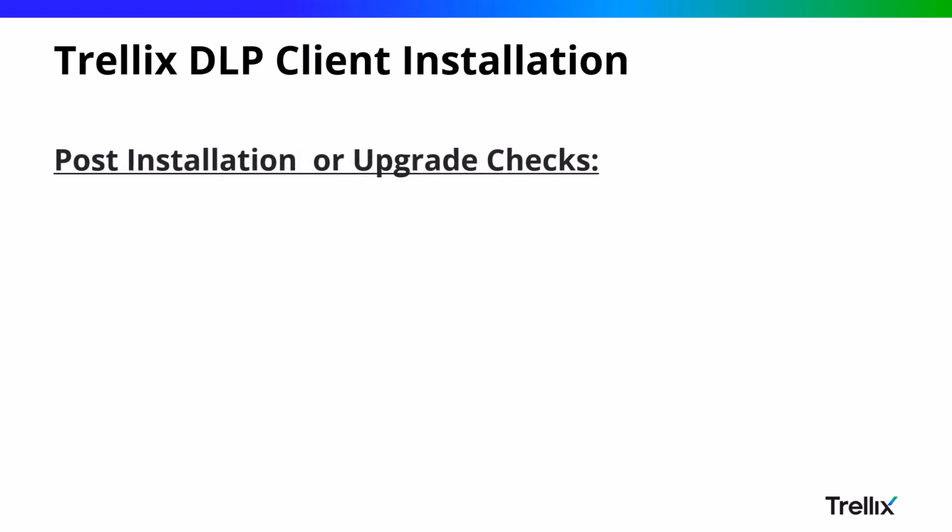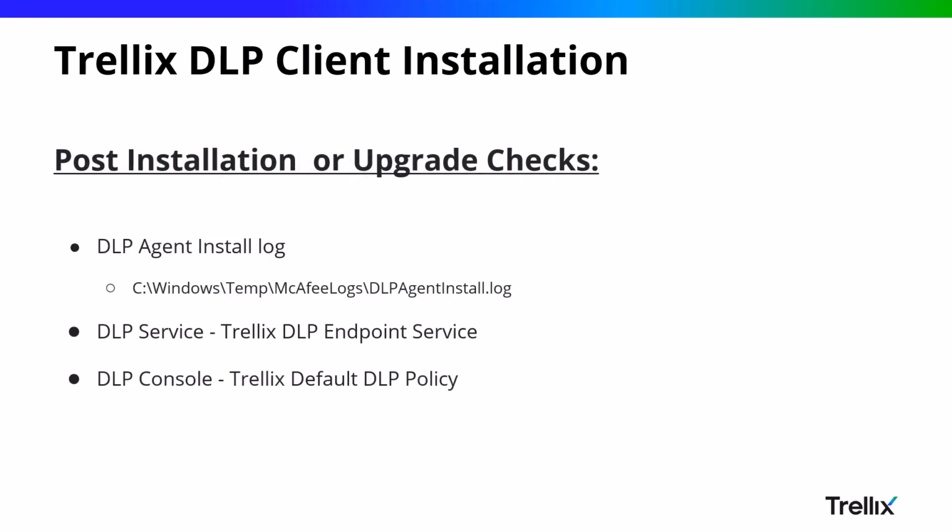Moving on to the next slide, which talks about the post-installation or upgrade checks. Once the installation or upgrade is complete, we can verify the installation status in the log called DLP agent install.log, which is usually located inside the folder C drive, Windows, Temp, McAfee logs. When the installer was executed with the user account manually on the client system, the log gets stored under the local app data of the user profile, then Temp folder and McAfee logs.